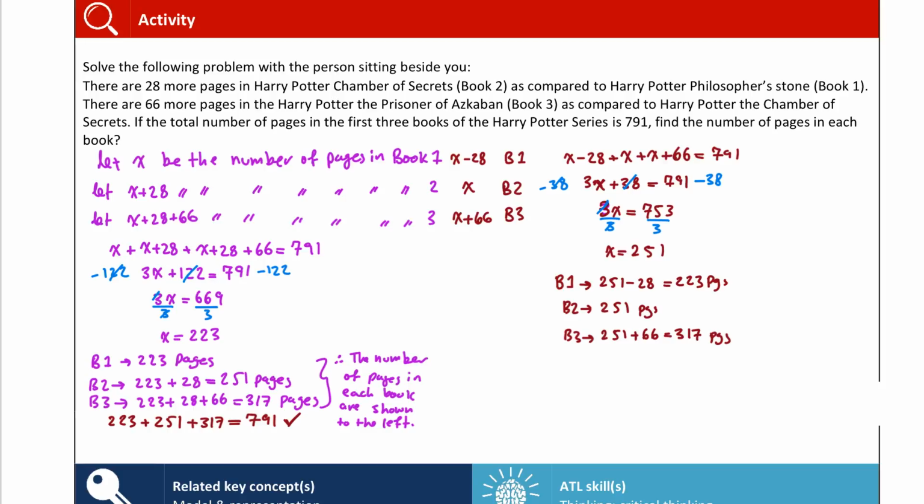You could also assign x to book number 3 and solve your solution using that method. So if you want extra practice with this, you can actually try that out and make sure that you're still getting the same page numbers for the 3 books.